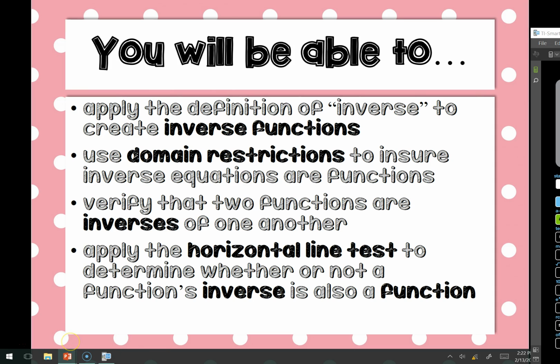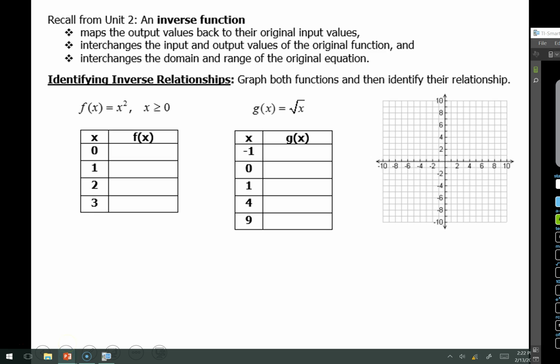So let's get started. The first thing that we need to look at is, remember from Unit 2, this was at the very beginning of the year, we talked about inverse functions then. They are functions that map output values back to their original input values by interchanging the input and output values from the original function. Remember, this is when we swapped the x and y. And it also interchanges the domain and range. The x's and y's of the domain and range flip when you look at an original equation versus the inverse equation.